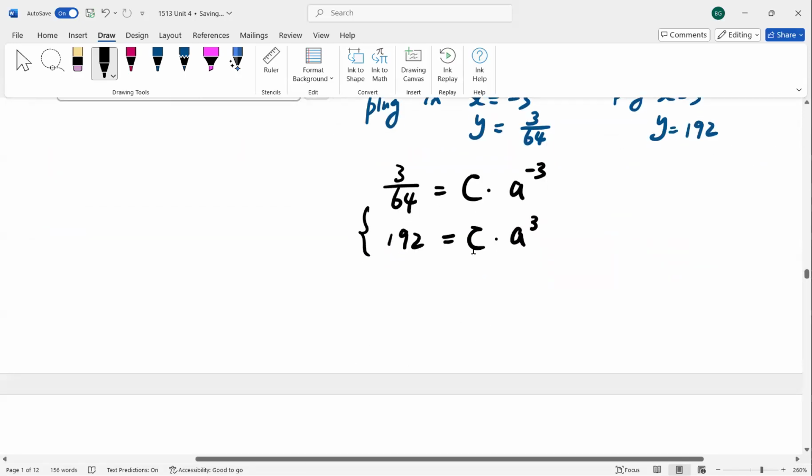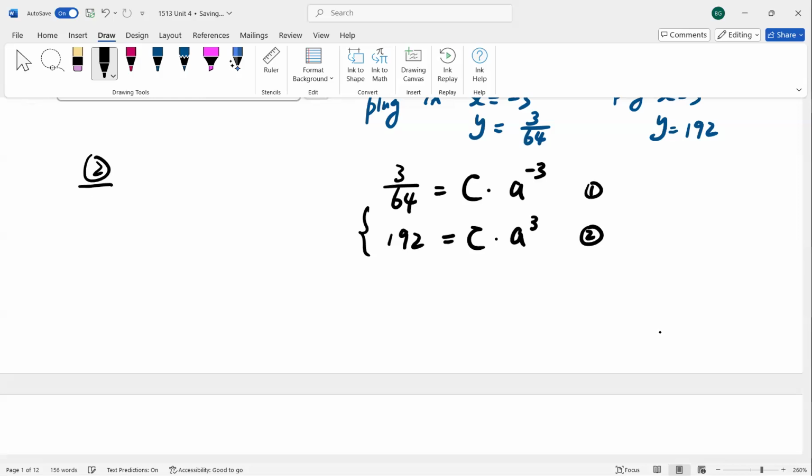This actually is a system of equations. Not linear because it's exponential. Hold on. Yeah, it's not linear. So what am I gonna do? What I'm gonna do is I'm gonna use equation 2 over equation 1.